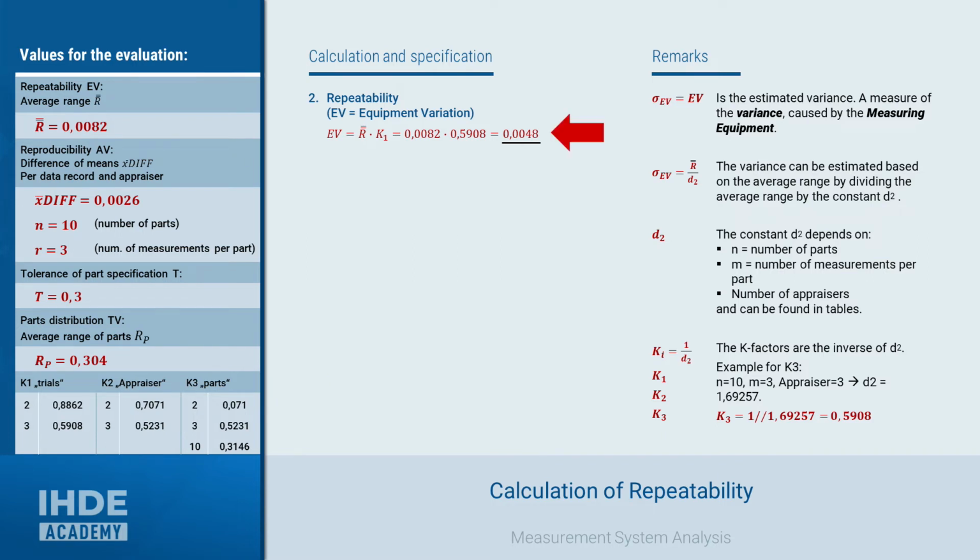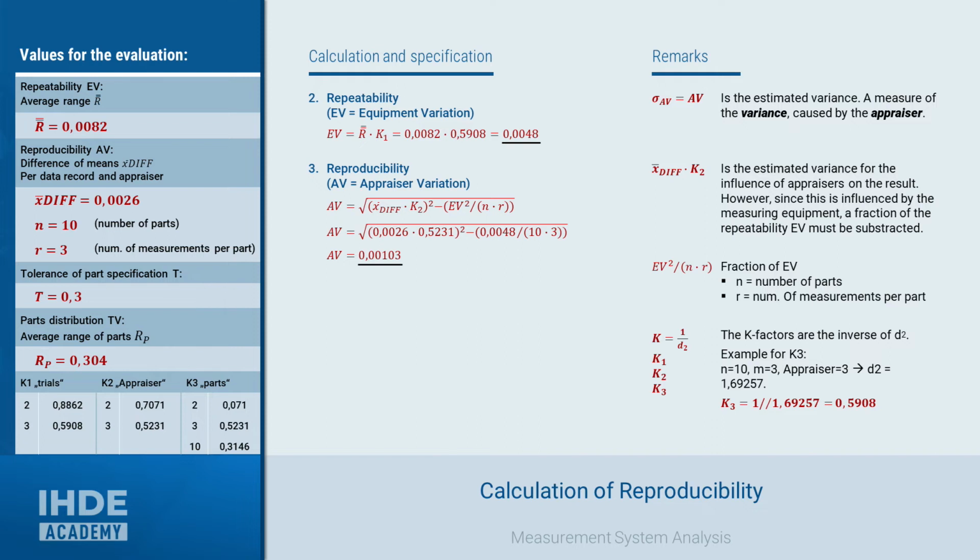The repeatability EV is a measure of the variance of the measured values, which is only caused by the measuring equipment. Hence, EV for equipment variation. This is calculated from the mean range and the factor K1. Entering the values into the formula, we get a value of 0.0048 for EV.